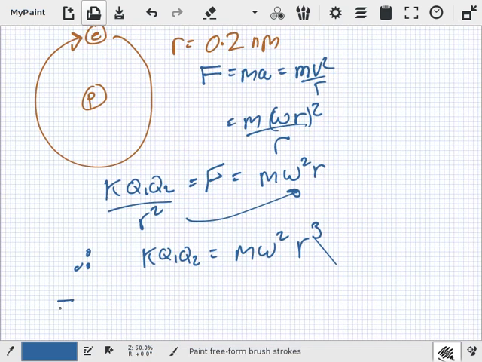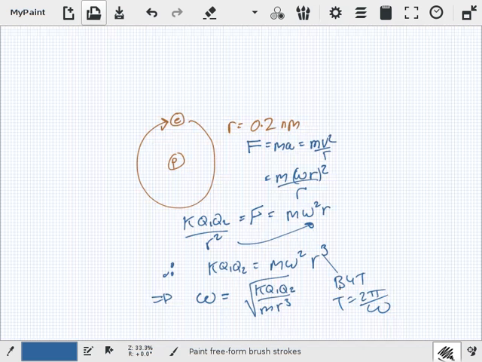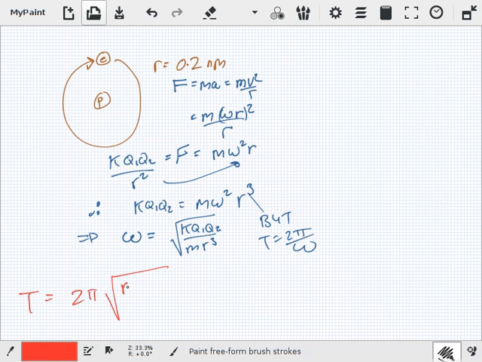So, I can say omega equals the square root of K Q1 Q2 over M R cubed. But T equals 2 pi over omega. So finally, I can say the time will be 2 pi times the square root of the mass of the electron, radius cubed, over K, charge of electron times charge of proton. So that would be E squared like that.